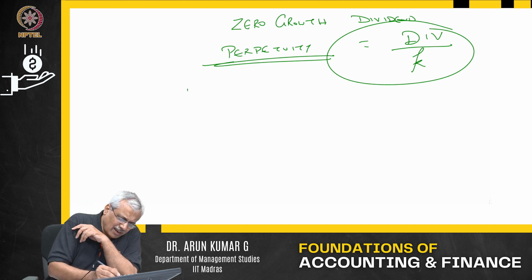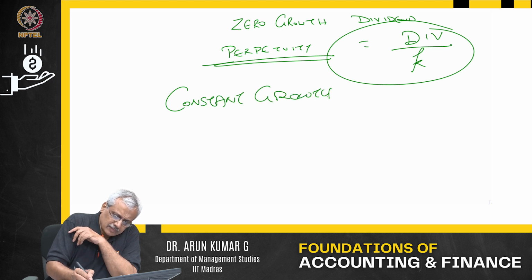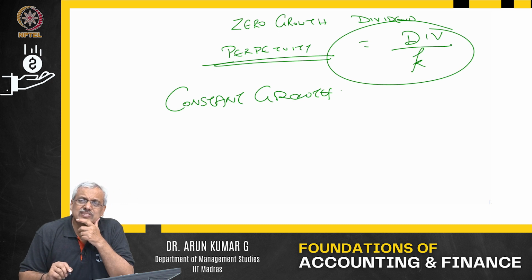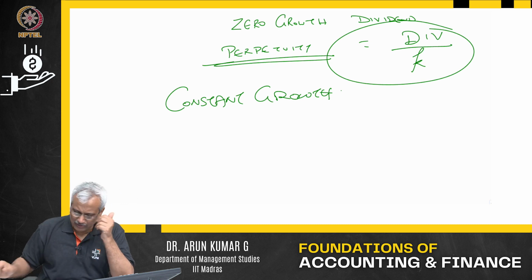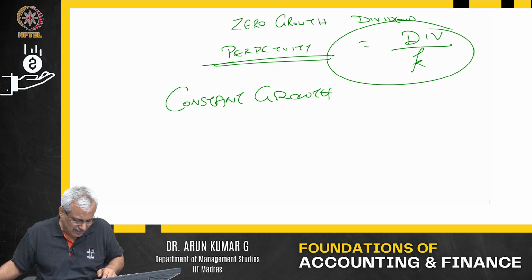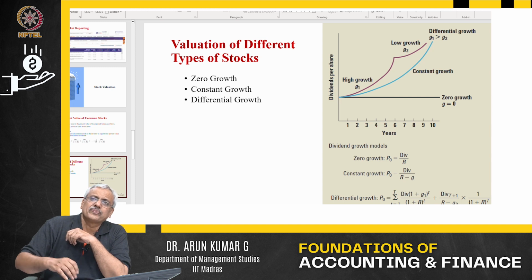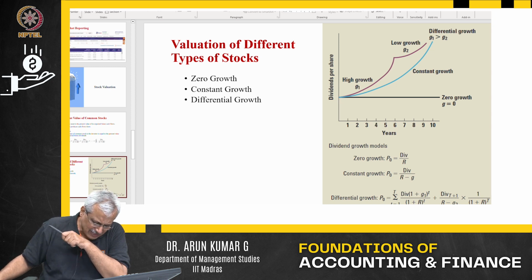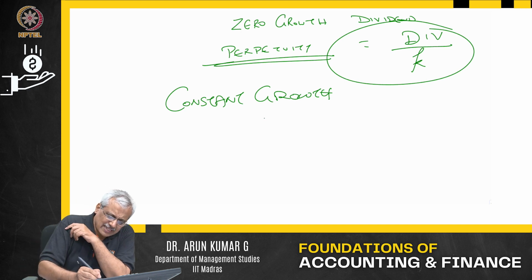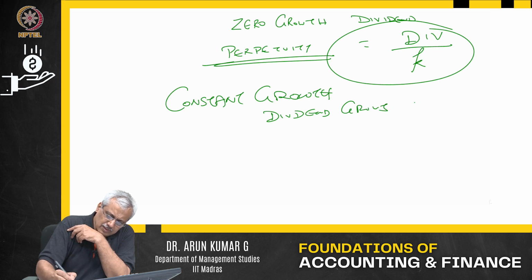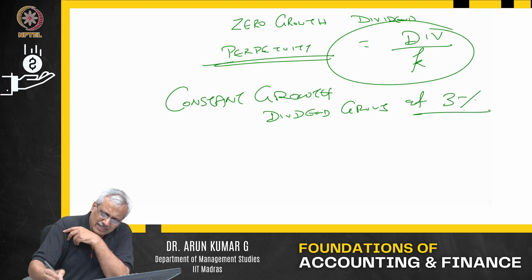Whereas when I talk about constant growth, there are stocks which give you constant growth. In this particular case, as we can go back to this slide, there are stocks which can give me constant growth. The growth is constant, year on year, year on year. There is the same percentage of growth. For example, let us say the dividend grows at the rate of 3% every year.